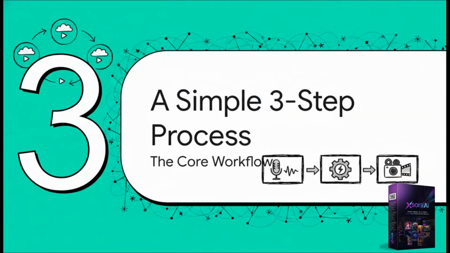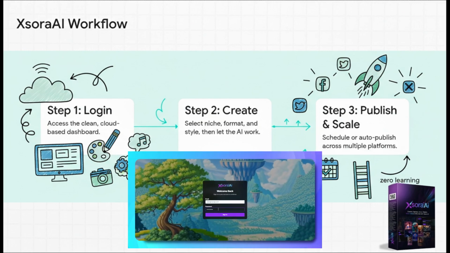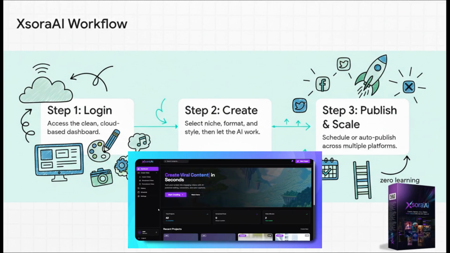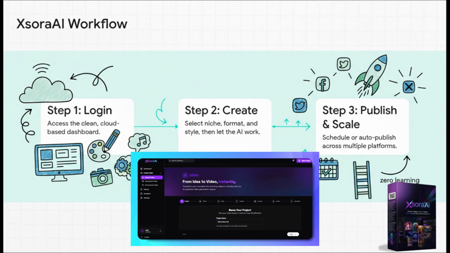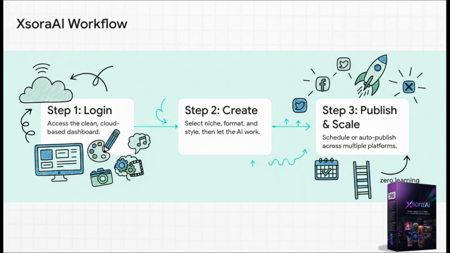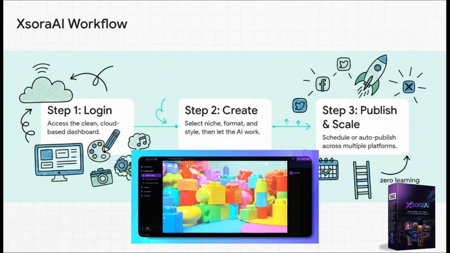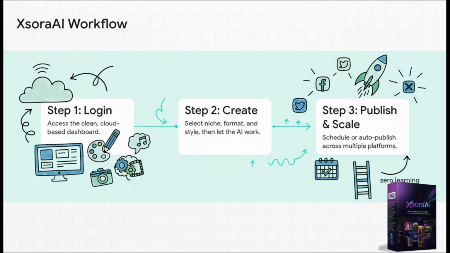Okay, so that's a pretty good promise, but how does it actually work? I mean, what does it look like in practice? It breaks the whole thing down into just 3 super simple steps. And this just shows you how straightforward it is. Step 1, you log in. It's all cloud-based, so there's nothing to download or install. Step 2, you create. You just pick your niche, your format, and boom, the AI gets to work generating the scenes, the captions, even the voiceover. And finally, step 3, you publish and you scale. You can schedule your new video to go out across a bunch of platforms right from the dashboard. There's basically a zero learning curve.